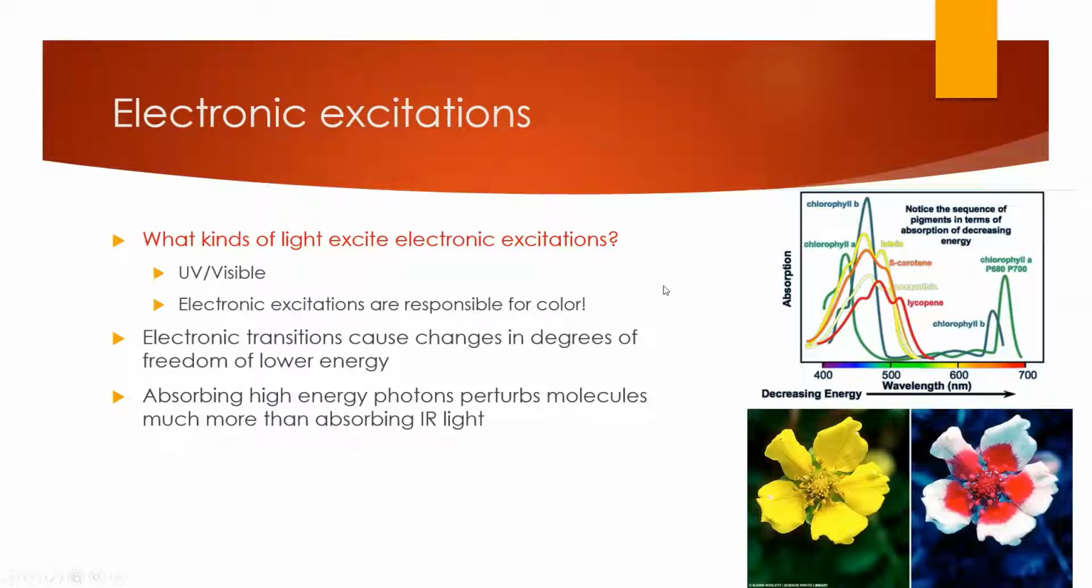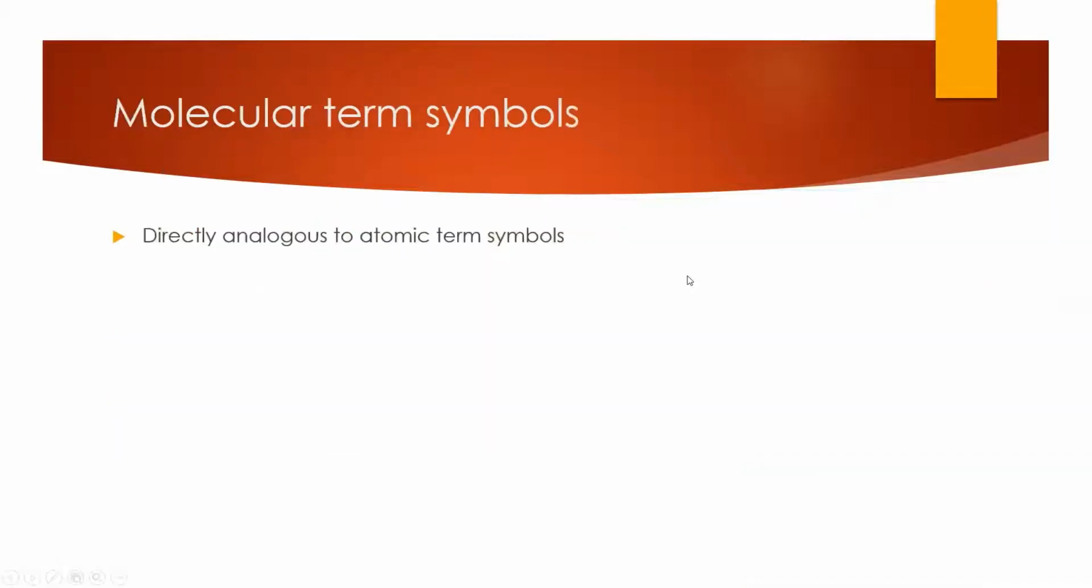The first thing we want to look into when thinking about electronic transitions is how do we talk about the levels that molecules have? It turns out that the way we do this is directly analogous to atomic term symbols. Just like our atoms had term symbols like 3p, 1d, 4f, we have the same thing for molecules.